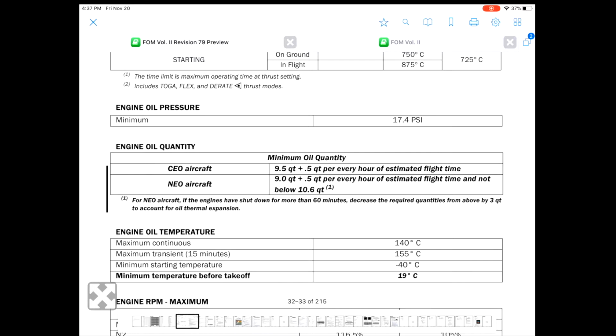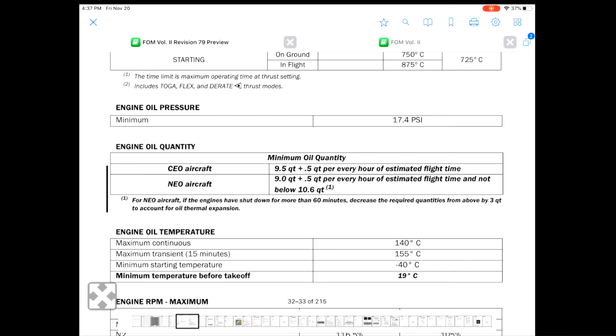Good question. No, it's only applicable to NEO aircraft, but let me give you 2 different examples, because this will explain both why it says not below 10.6 and also the intention of that note. Great. So let's say you and I are going on a flight from Denver to Salt Lake City. We know that's about an hour flight time. So we start off with our 9.0 quarts as the base, and we have to add a half a quart because it's 1 hour flight time. That comes up with our calculation of 9.5. But in that case, I can't dispatch below 10.6 quarts, so I need to have 10.6 quarts indicating.